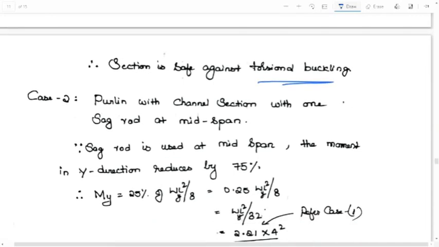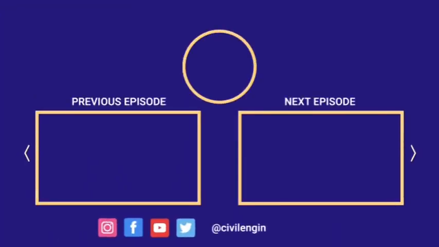So in the next video, let us continue from here. That is case 2. Purlin with channel section with one sag rod at mid span.